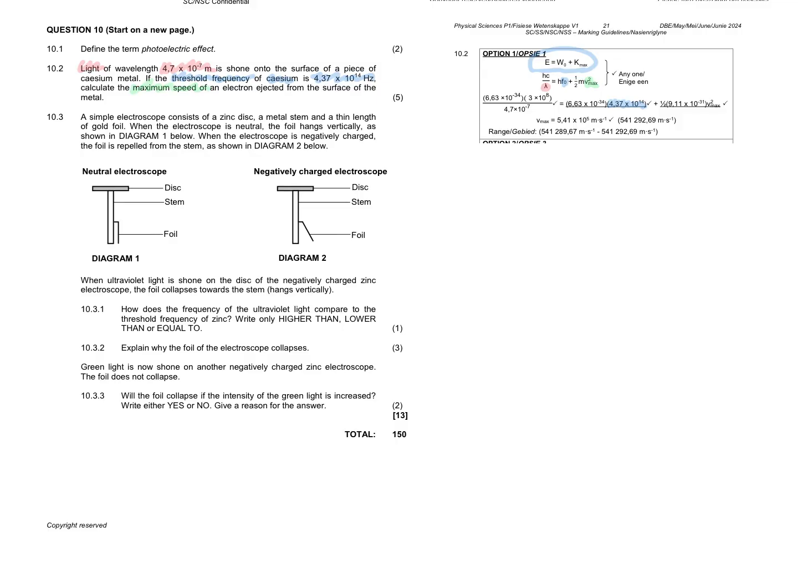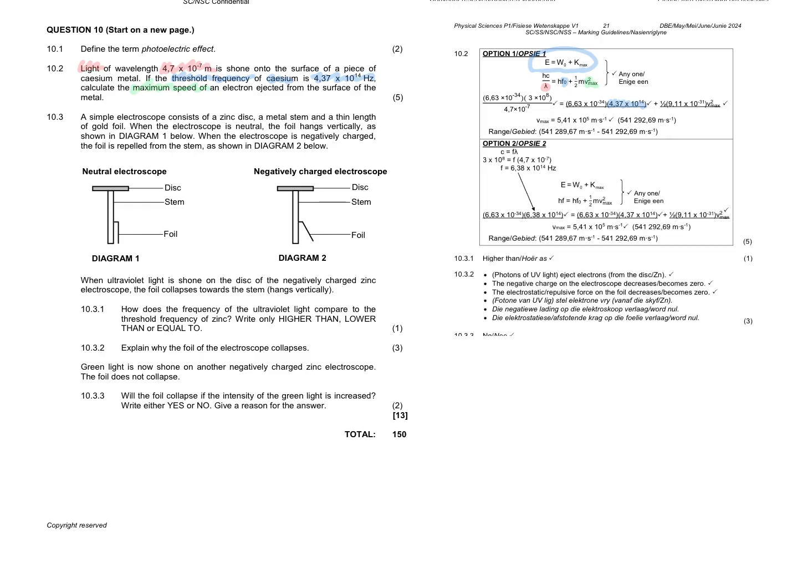Then they have something scary. This is an electroscope, and they're telling you a whole lot of words about it. Then they're saying ultraviolet light shines on the disc, and the foil collapses towards the stem, hangs vertically. How does the frequency of ultraviolet light compare to the threshold frequency of zinc? Write down higher than, lower than, or equal to. I'm not sure it's going to be obvious, but it's higher than.